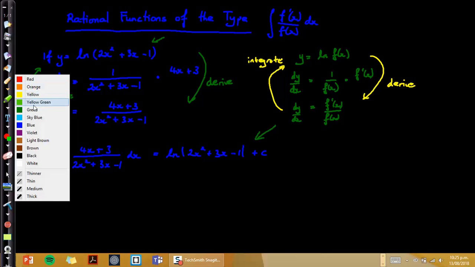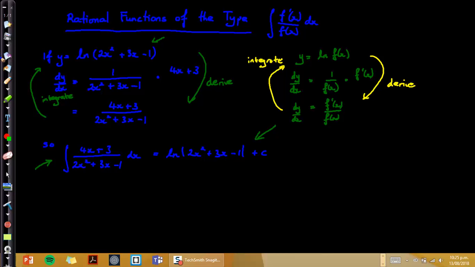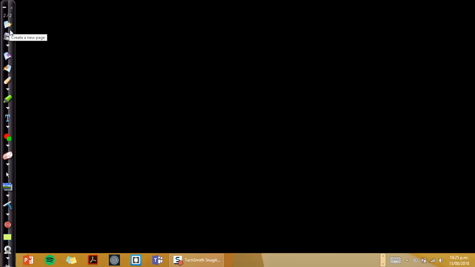So let me change back to a different color. Let's go to the next page, which we don't have, so let's create a new page, and here we are. Let's take a look at this example. Let's call this example 1.